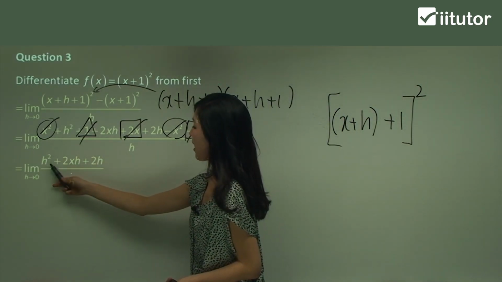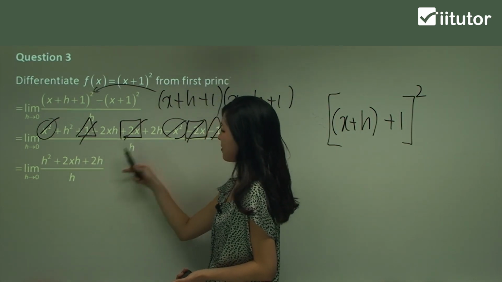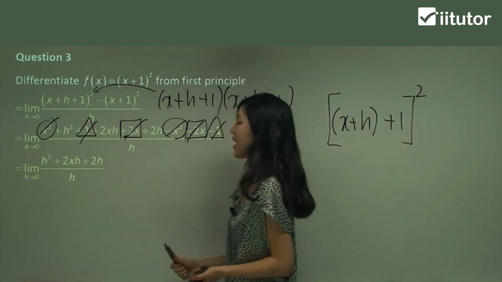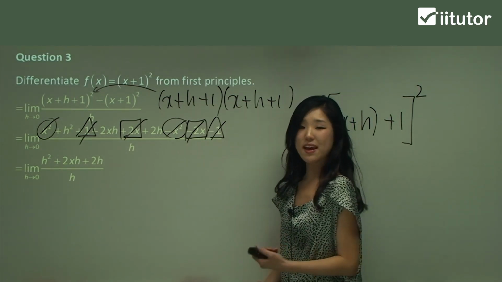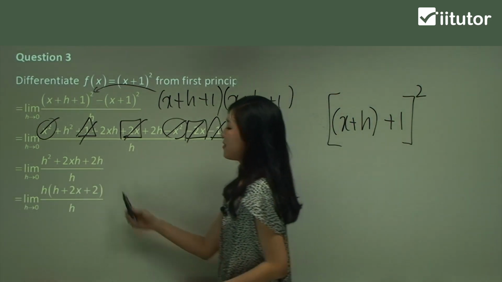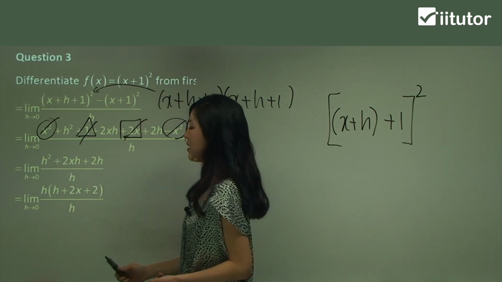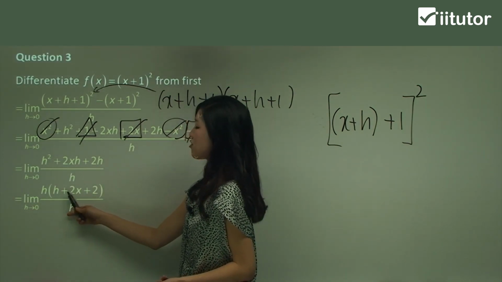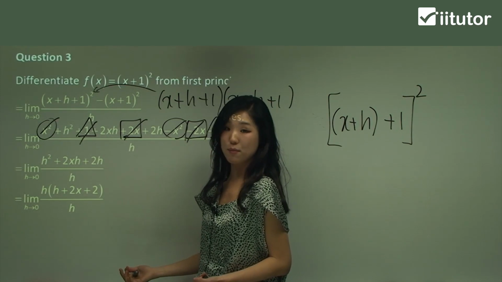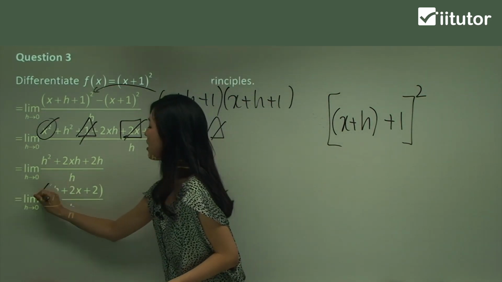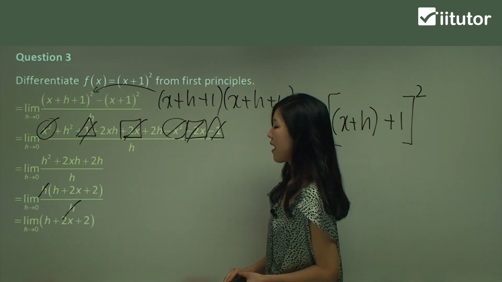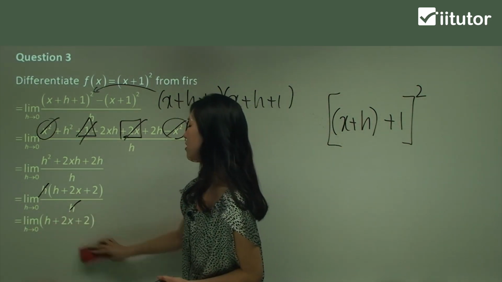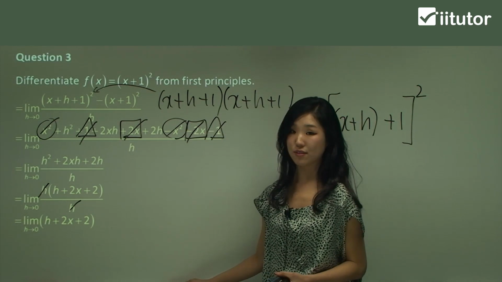So I've got h squared plus 2xh plus 2h, the whole thing over h. Again, please keep your limit sign. I hope you're getting the pattern now. Now we're going to factorize. See how h is the common factor for all three? So I'm going to take h out. We have h plus 2x plus 2 left inside our bracket. As you can see, we can clearly just cancel those out. So what do we have left? We have limit h tends to 0, h plus 2x plus 2 left over.